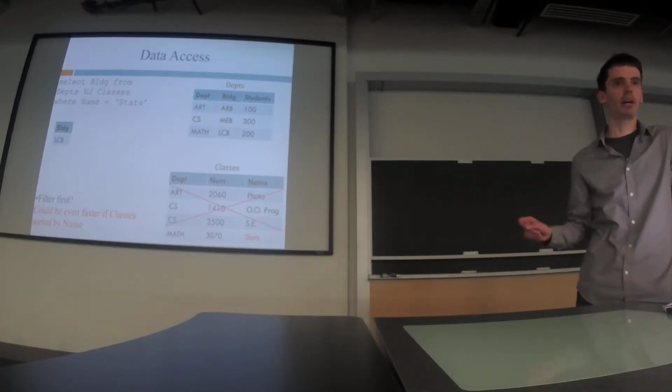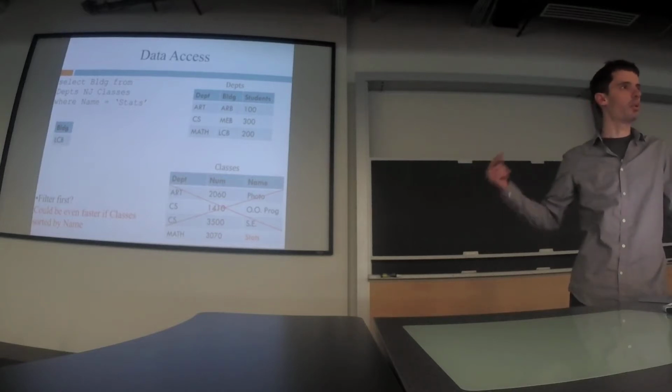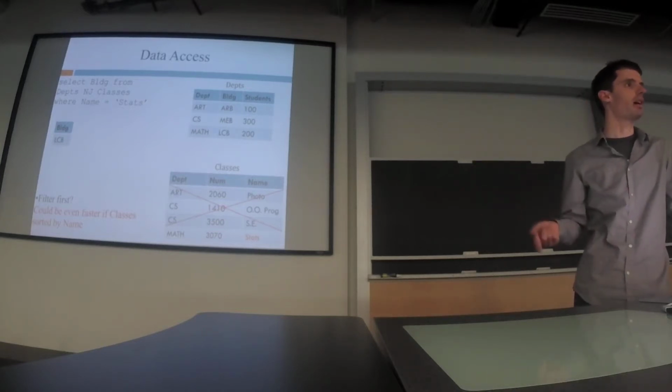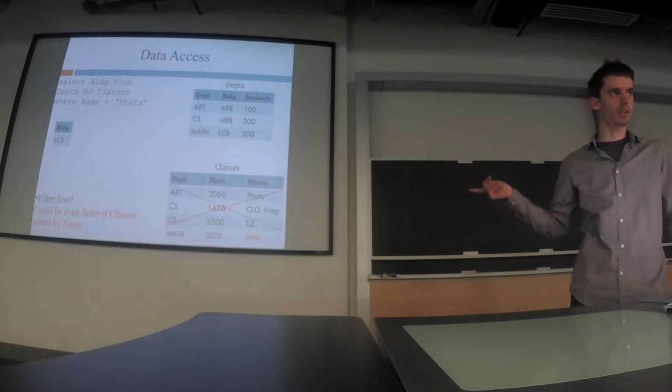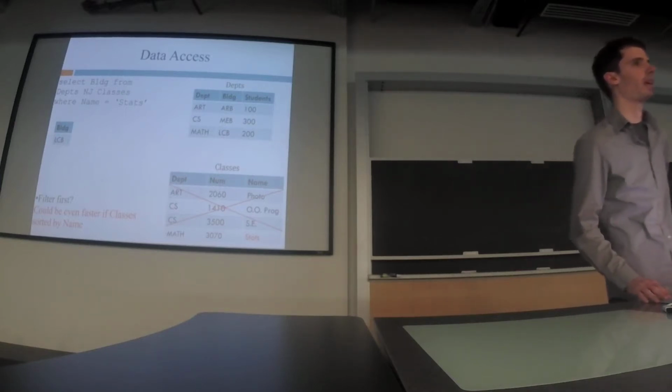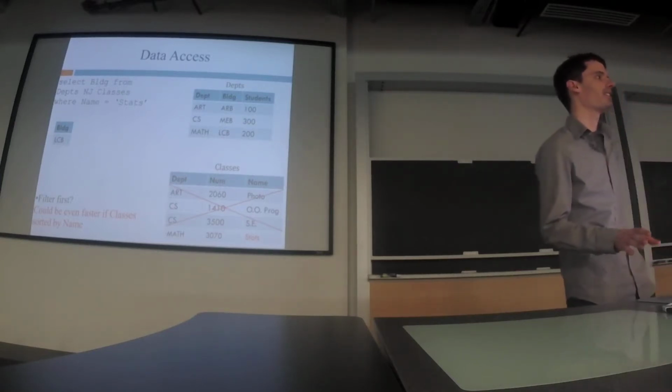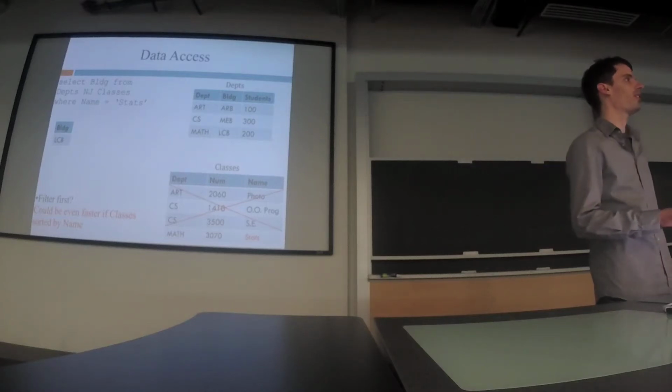And this could be even better if the classes table was ordered based on class name. We had to do 4 because it wasn't, but we could do fewer if it was. So what I'm getting at is knowing something about the ordering of the data lets us access fewer pages on the disk.